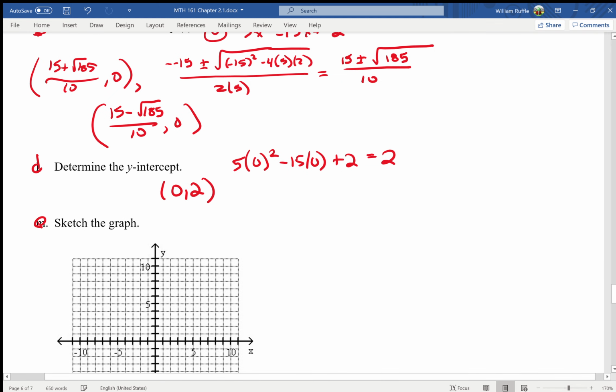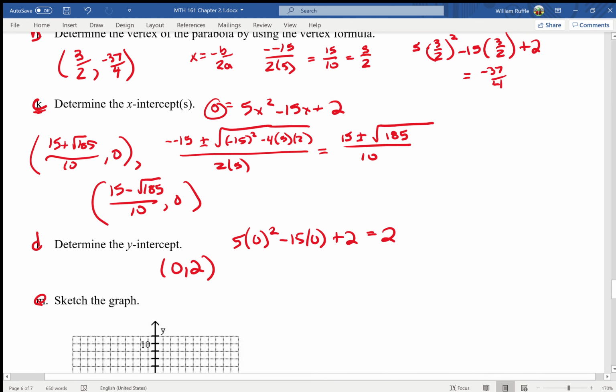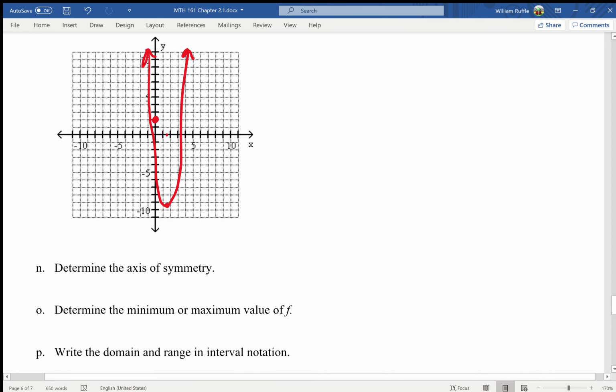So the next part is sketching the graph. So you've got to plot 3/2, negative 37 over 4. On a hand-drawn graph, this is almost impossible to do very well. 3/2 is 1.5, which is about here. 37 divided by 4 is a little over 9, so it's a little over negative 9. It's somewhere about here. And then my y-intercept is 0, 2. And so once I plot those 2 points, I can just draw it. It's a nice skinny graph here. You'll see when it's in ALEKS, it's much easier.